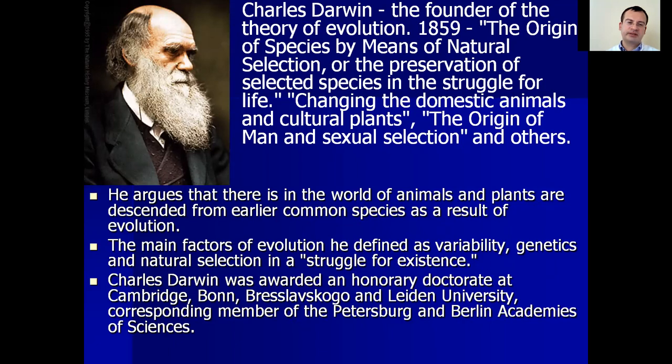Charles Darwin, the founder of the theory of evolution. He argued that everything in the world of animals and plants descended from earlier common species as a result of evolution. The main factors of evolution he defined as variation, heredity, and natural selection in the struggle for existence. Charles Darwin was awarded an honorary doctorate at Cambridge, Bonn, Breslau, and Leiden universities, and was a corresponding member of the Petersburg and Berlin Academies of Science.